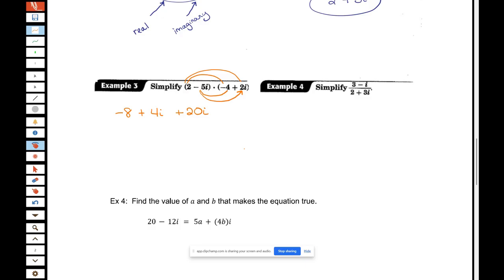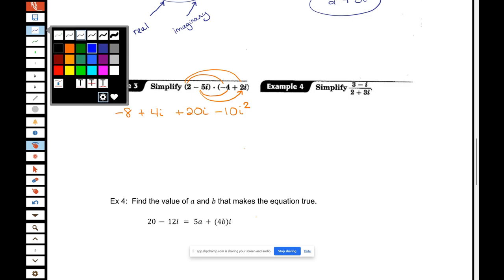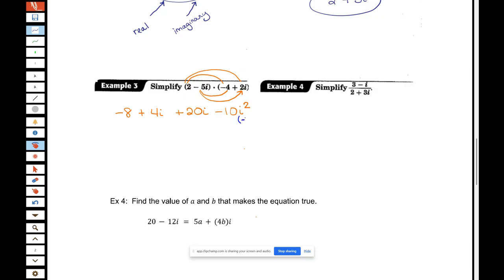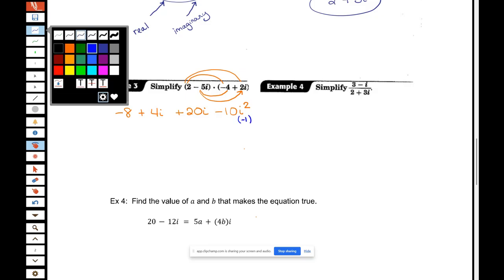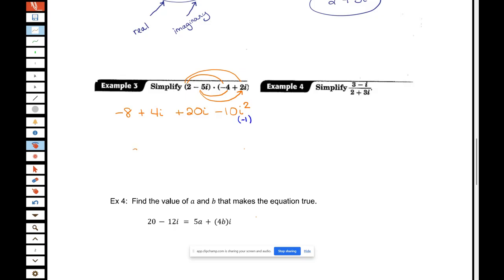Now we get our i squared. Negative 5i times positive 2i is negative 10i squared. Now, anywhere we have an i squared, we have to substitute a negative 1. So I'm going to have negative 8 plus 24i plus 10, which means we're going to have 2 plus 24i. So that is that one.